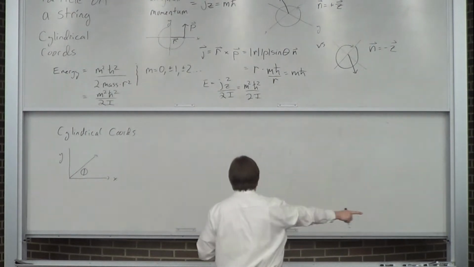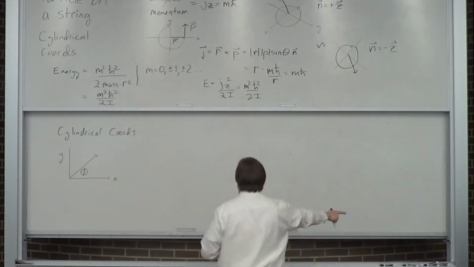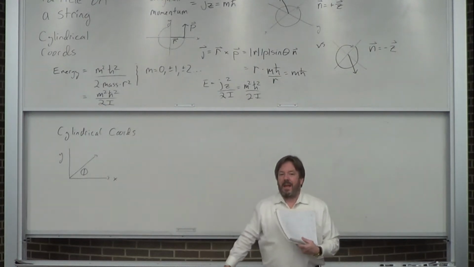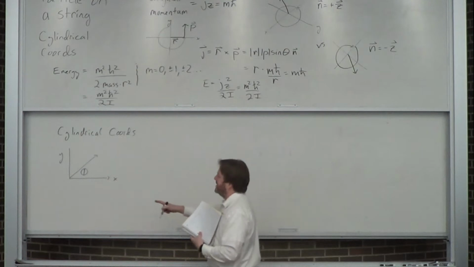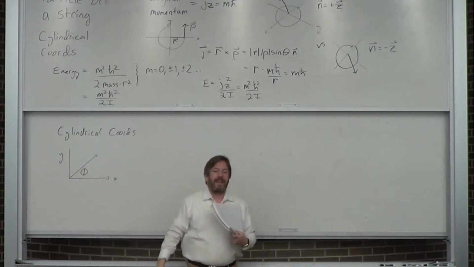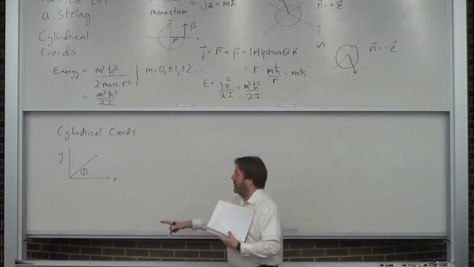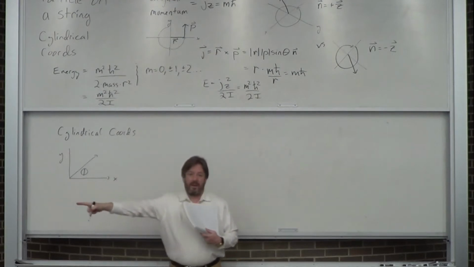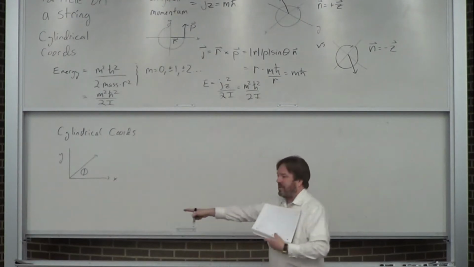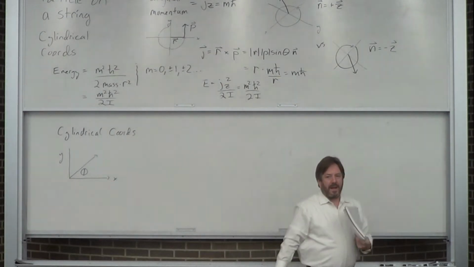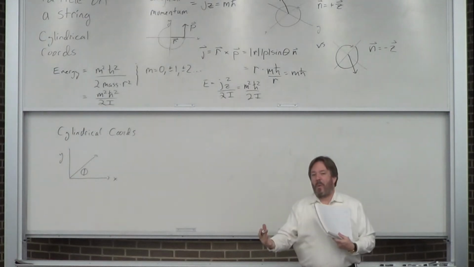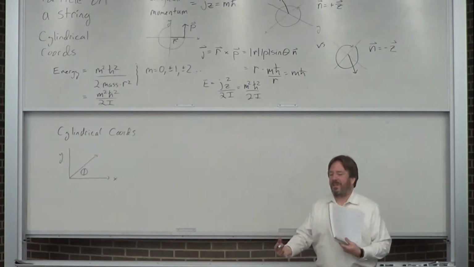This is phi. Now, the reason I am dramatically emphasizing this is because mathematicians switch those. Physicists and chemists use phi, just like I've done, but mathematicians would call this theta. I don't know why. It's unbelievably stupid.